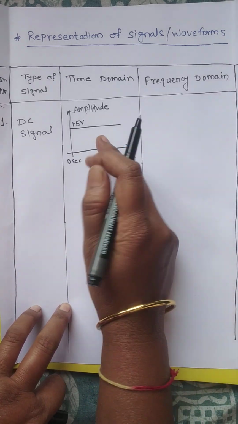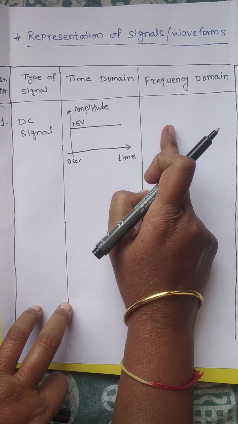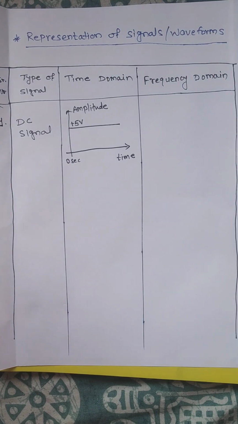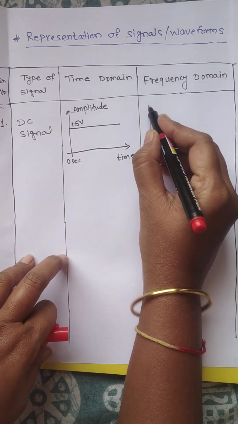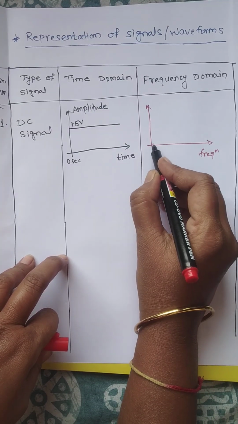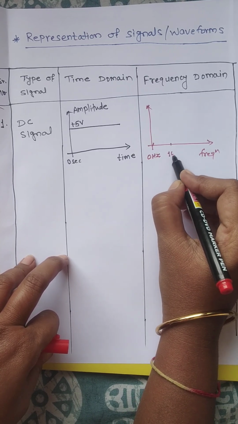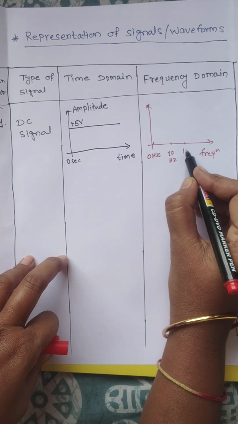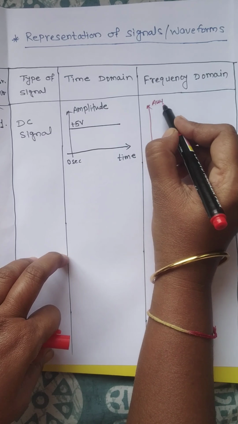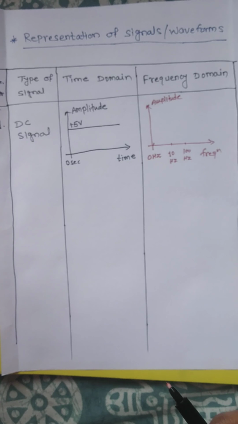Okay. So this same thing, same DC signal, we have to now plot or represent in the frequency domain. Now what is the meaning of frequency domain? Frequency domain means frequency should be plotted on x-axis. So we know the unit of the frequency is hertz. So this will be 0 hertz. After that it will be 10 hertz, then 100 hertz, then 1k, and so on. And amplitude should be plotted on y-axis. Again, amplitude can be voltage or current or power.